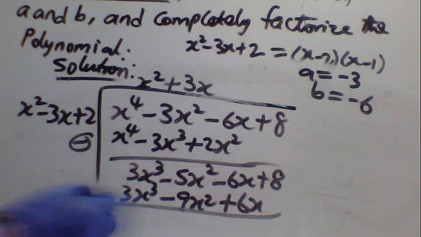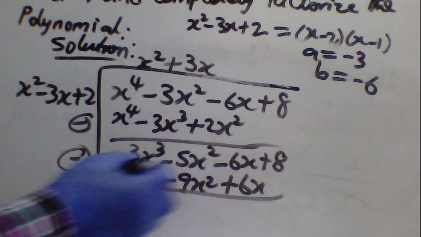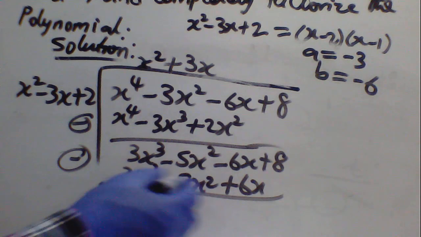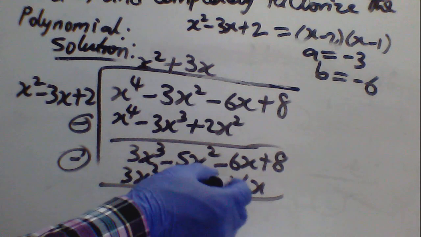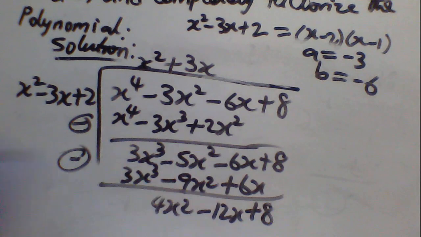So you subtract. You subtract. So from here, minus 5x squared plus 9x squared will give us 4x squared. This will give us minus 12x plus 8.